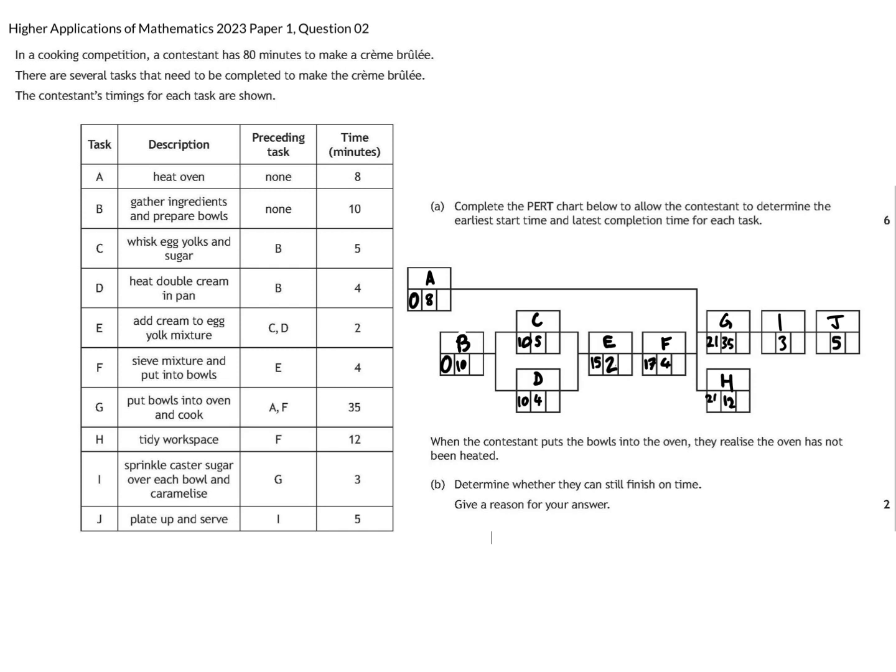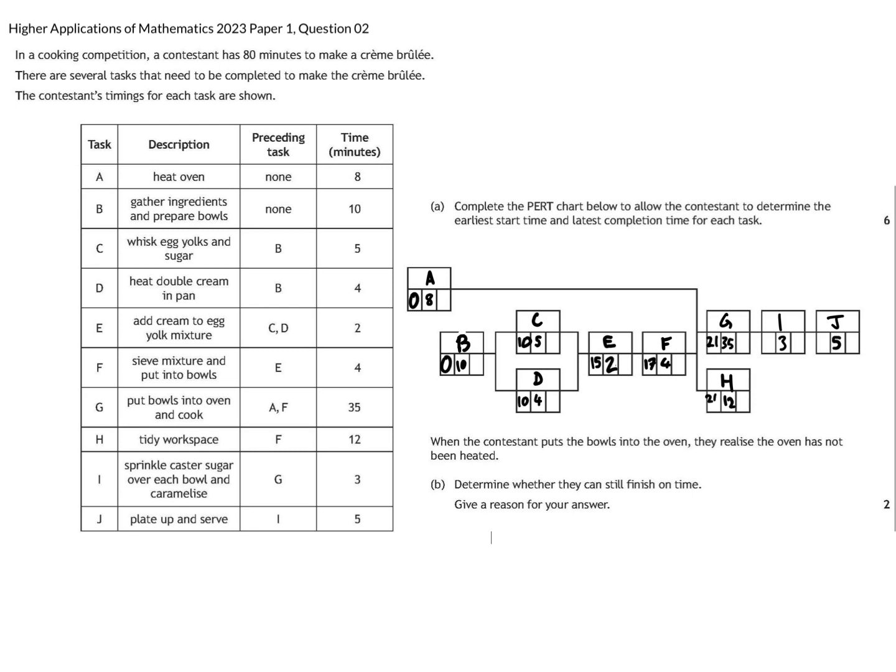It's worth noting here that A only requires 8 minutes. However, if we put 8 minutes in here, there is no way all of these tasks will be completed. So this needs to be a 21 in order for these tasks to be finished.